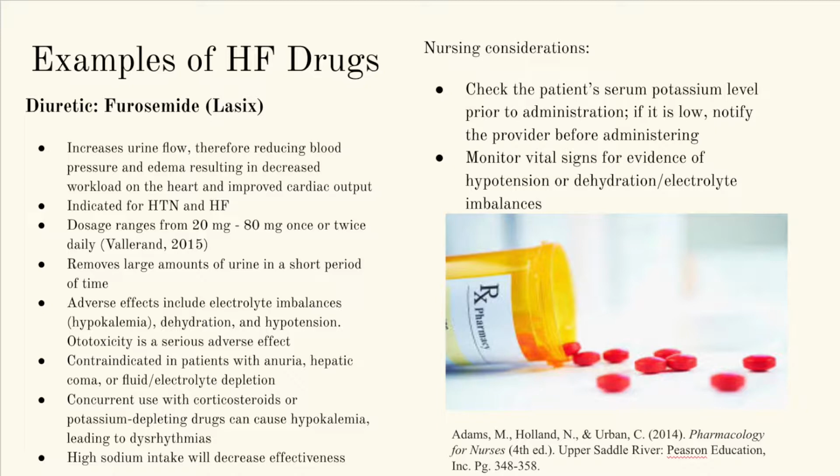Lasix is an example of a diuretic. For this medication, you want to have a dose range from 20 milligrams to 80 milligrams once or twice daily, and it removes a large amount of urine in a short period of time. So adverse effects would include electrolyte imbalances, focusing on hypokalemia, dehydration, and hypotension. Ototoxicity is a serious adverse effect, and you should call your doctor.